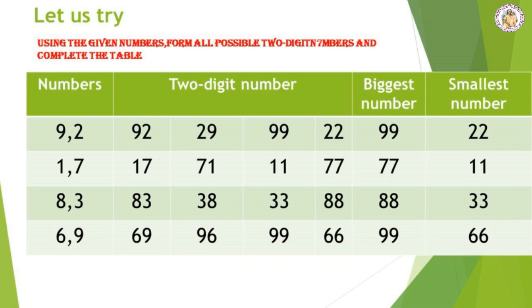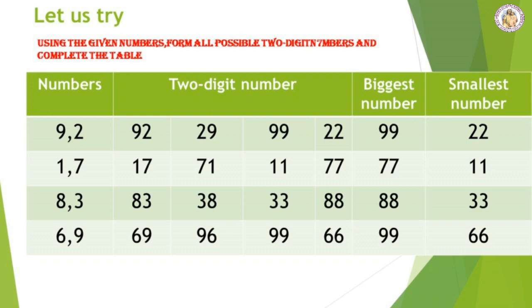The second one, we have been given the numbers 1 and 7. Using these numbers, now we will form the two-digit numbers. Yes, 17, 71, 11 and 77. Here, the biggest number is 77 and the smallest number is 11. And the third set of numbers is 8 and 3. Using 8 and 3, we can form the two-digit numbers 83, 38, 33, 88. Among these, 88 is the biggest number and 33 is the smallest number.